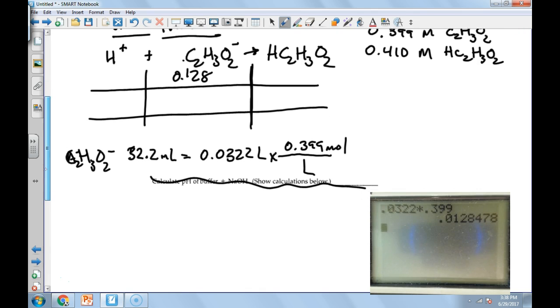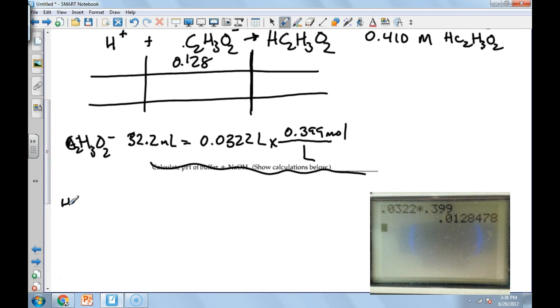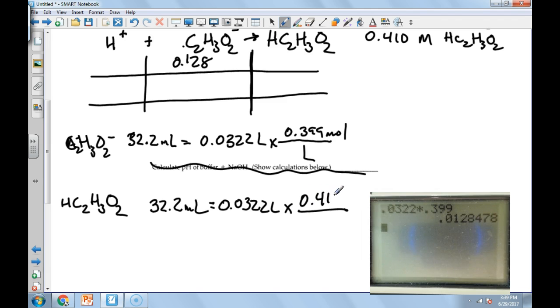I'm not even going to put the unit there because I know that stoichiometry always uses moles. Now I'm going to do the same thing for the weak acid, HC2H3O2. Again, we have 32.2 mL. The whole reason we're doing this is because we did a dilution, and so when we're adding stuff, we can't keep the molarity. We have to do these things in moles. That's the whole reason we're doing the stoichiometry step in moles. So that equals 0.0322 liters, and we X-line that, and that's 0.410 moles for every 1 liter.